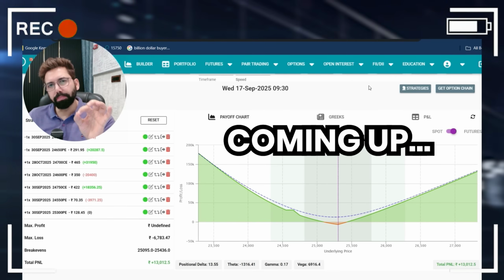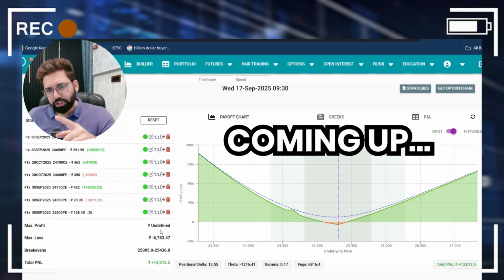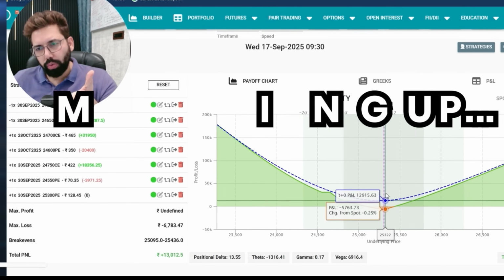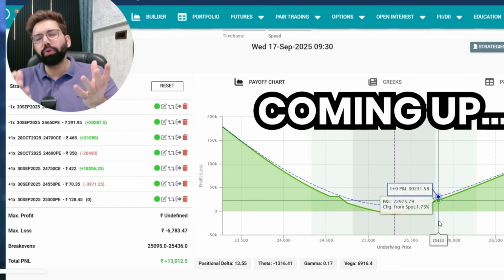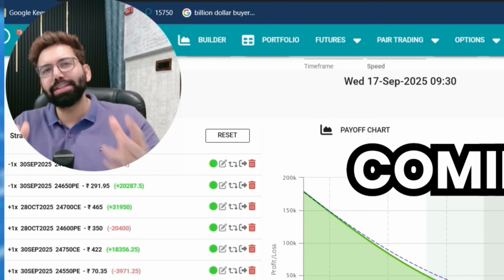Now I have a very simple question for you. Trading calendar, just adding an extra leg, you are hedging it on the downside, on the upside as well. Both the hedging is happening at the same time.